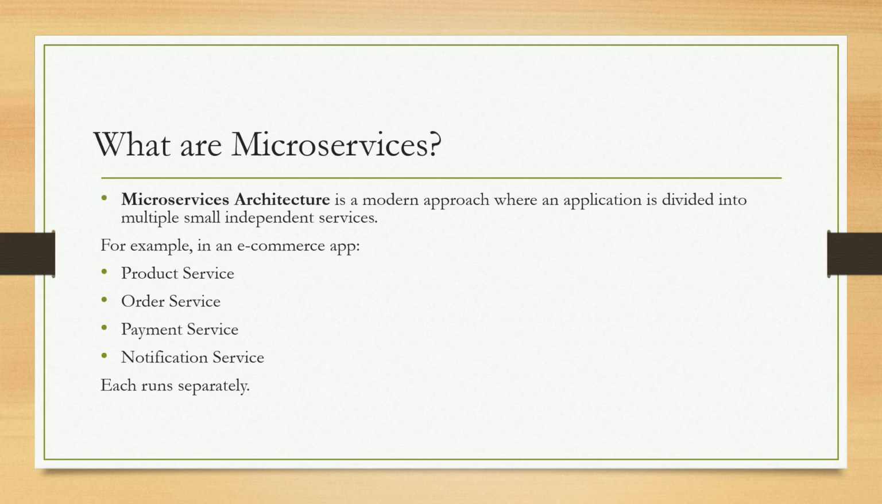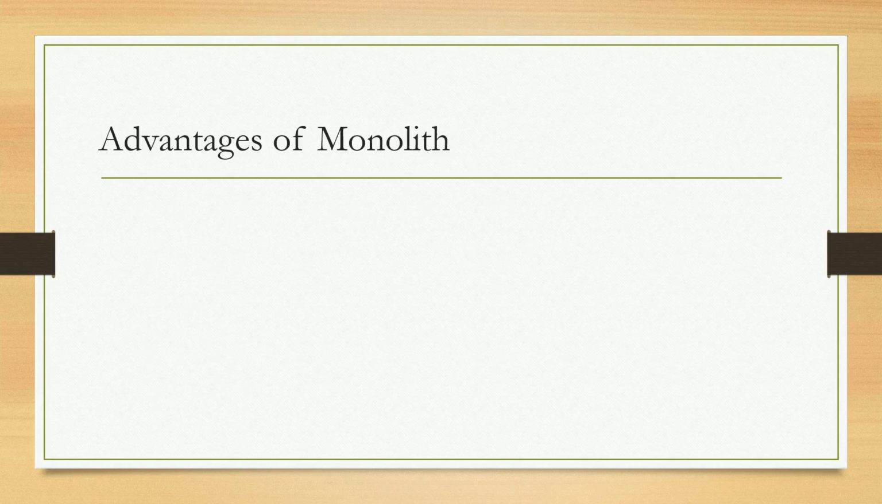What are the key characteristics of the microservices architecture? It has independent services, independent deployment, better scalability, it provides technical flexibility, and these are loosely coupled systems. So why are companies using microservices? Large companies use microservices because teams can work independently, services can scale separately, and it provides faster deployments and better fault isolation. So this is all about the microservices architecture.